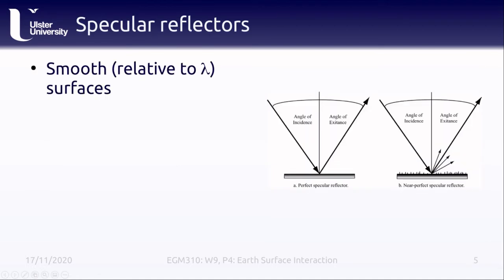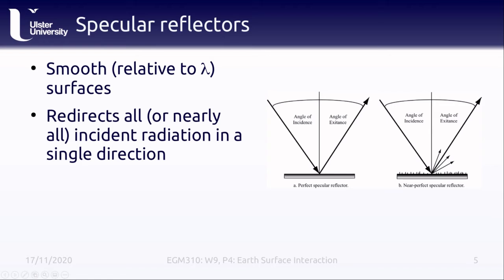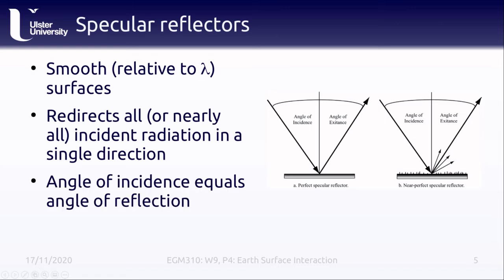Specular, or mirror-like reflectors, are surfaces that are smooth relative to the wavelength of the electromagnetic radiation. Similar to a mirror or a perfectly calm lake surface, perfect specular reflectors redirect or reflect nearly all of the incident radiation in a single direction. For a perfect specular reflector, the angle of reflection, or excidence, is equal to the angle of incidence. Most surfaces are not perfect specular reflectors, however, so there may be some light scattered in other directions. In this case, most of the radiation, rather than all of the radiation, is reflected at an angle equal to the angle of incidence.